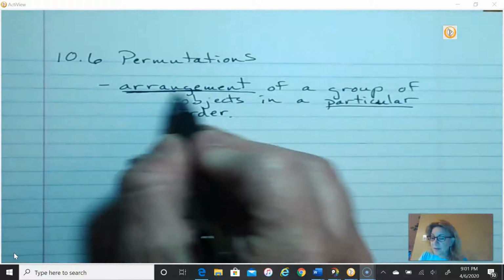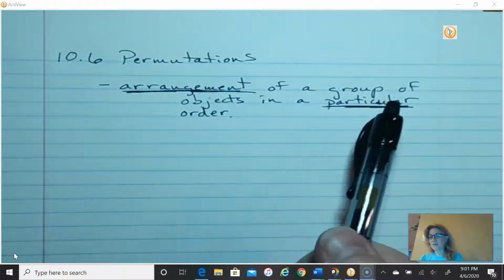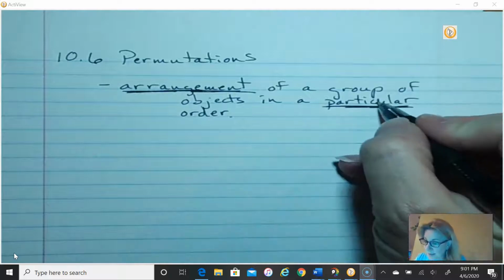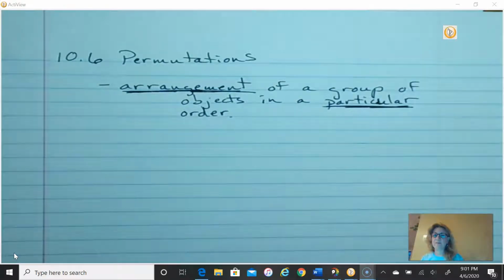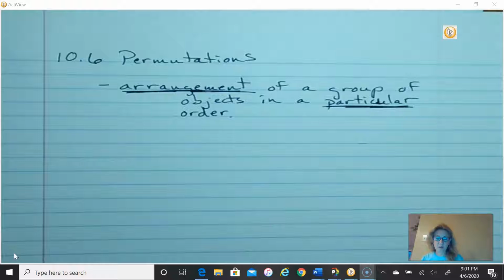So this is a keyword and this is a keyword. Particular. I know that's hard to see. Or an arrangement in a particular order. Okay, like for example, if I was lining y'all up to go have your pictures done, I would line you up in ABC order. That's a particular order.